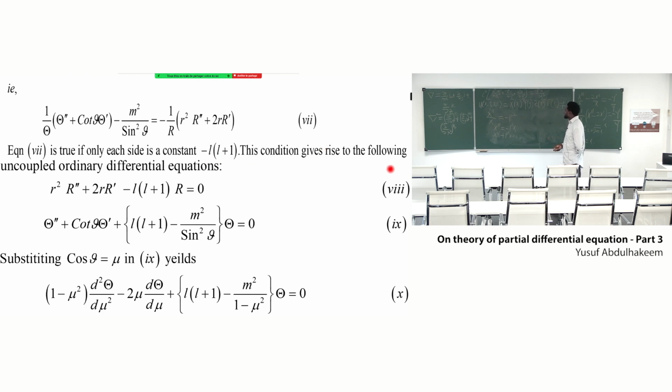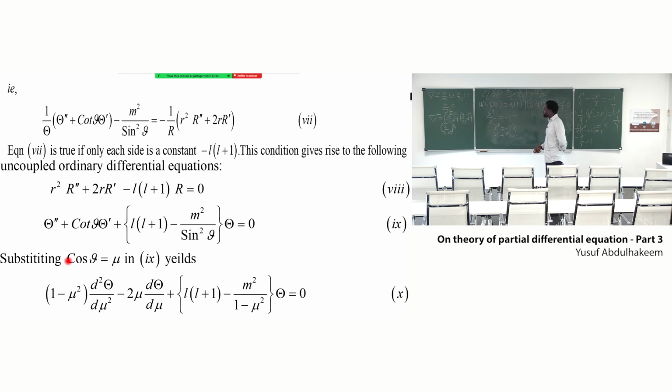This condition gives rise to the following uncoupled ordinary differential equations. By the time we equate it to this, we choose this as our constant, and then we are going to have these 2 differential equations. Now, to reduce this differential equation, we assume cos theta to be equal to mu. We know that cot is 1 over tan, and tan theta is sin theta over cos theta, which means cot theta is cos theta over sin theta.